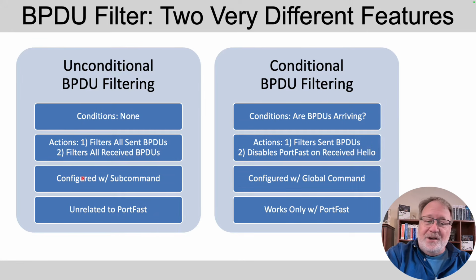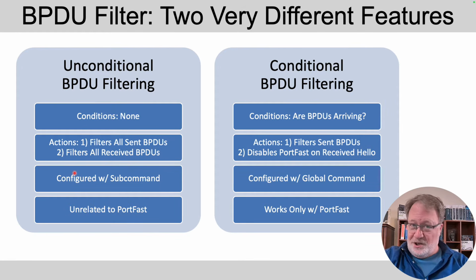Now look on the left, that's the unconditional BPDU filtering, and look at the bottom of the graphic down here. Configured with a subcommand. So if you're looking at a command that's a subcommand under an interface and it's got BPDU filter in it, that's danger, danger, danger. That's the one that could possibly melt down your spanning tree and cause forwarding loops that don't go away and really make your network unusable. By the way, unconditional BPDU filtering is completely unrelated to PortFast as well. And that's the second half of the video.